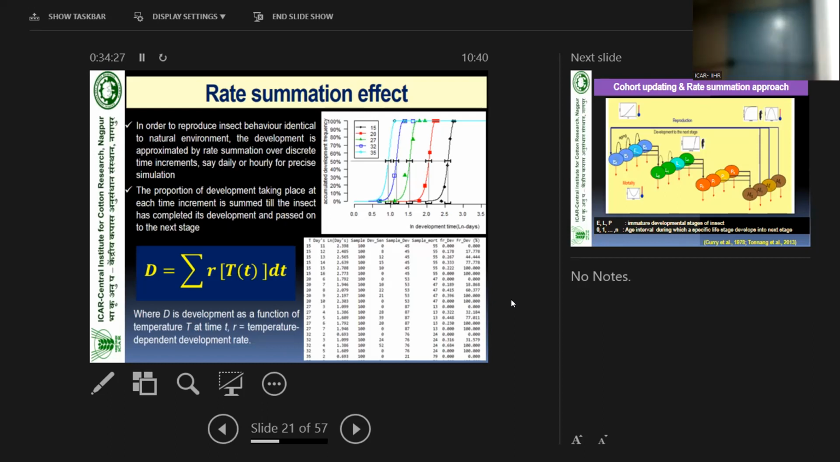This is your temperature: 15, 15, 20, 20, 27, 30. That constant temperature is not enough for this. Now, these are the days required for the egg to hatch. At low temperature, the number of days is more. At optimum temperature, the days are like this. And as you can see, here the days are like this.